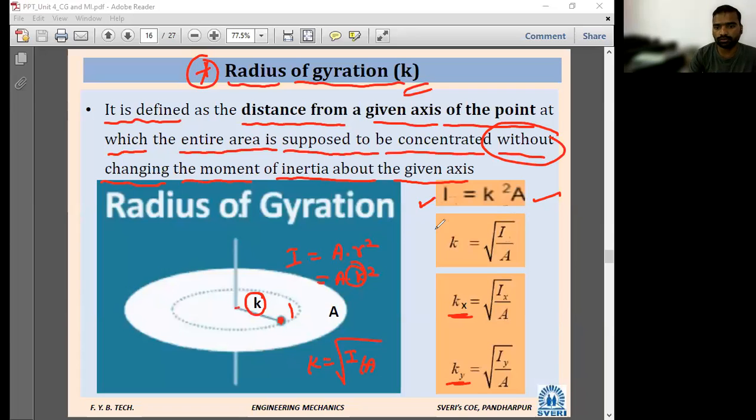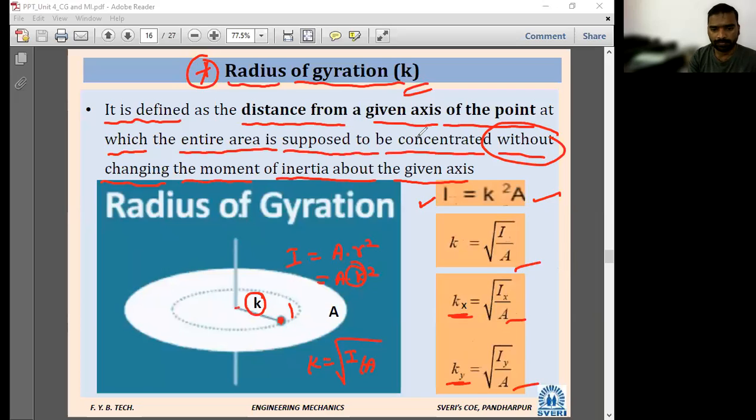I is equal to K square into A. Next, K is equal to summation under root of I into A, I by A. Then Kx is equal to root of Ix by A. Then Ky is equal to root of Iy by A.